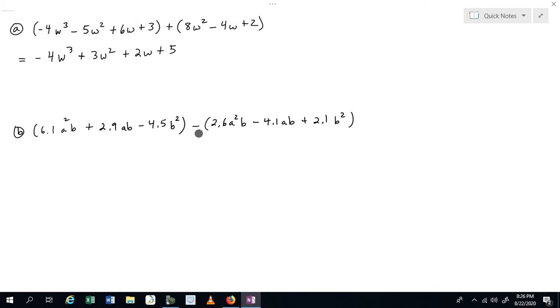Now in part B, we're subtracting two polynomials. Now notice this first polynomial is written in terms of two variables a and b, as well as the second polynomial, it's written in terms of a and b as well. And we're subtracting. So the first thing you really need to take care of is this minus sign needs to be distributed to each term in this polynomial. So let's take care of that first.